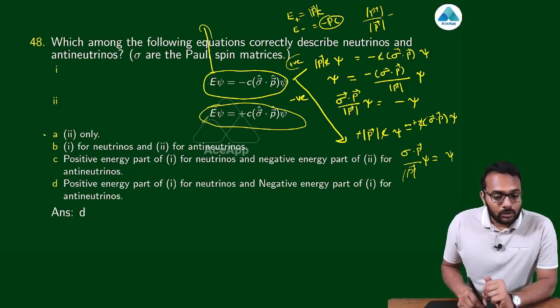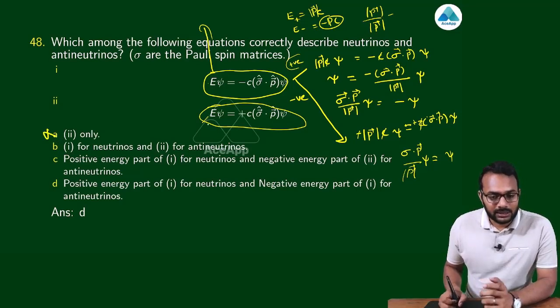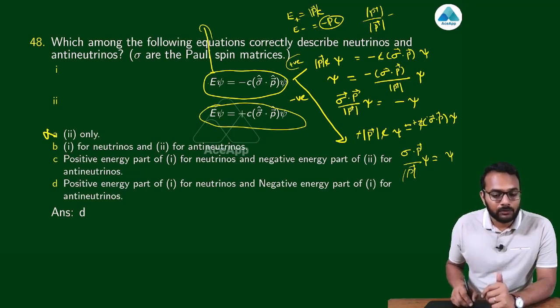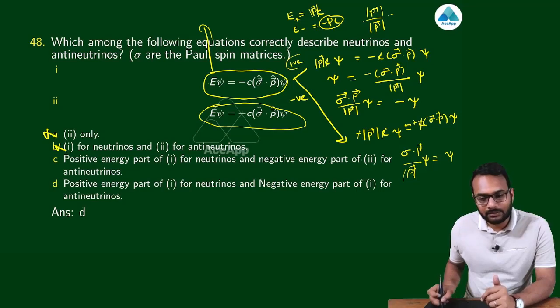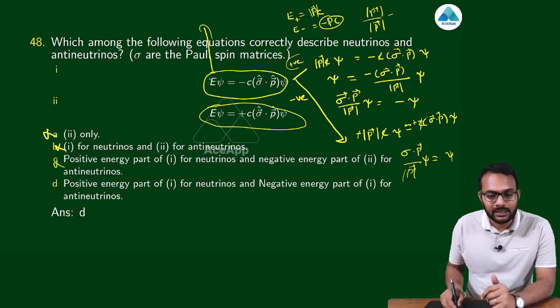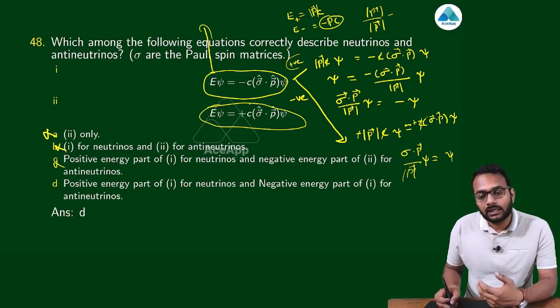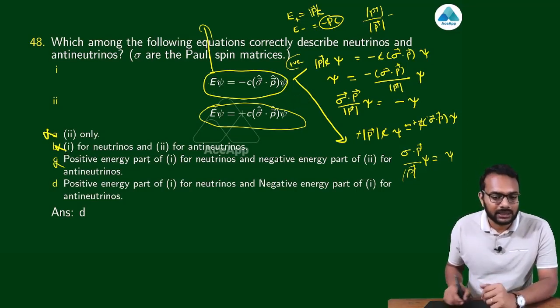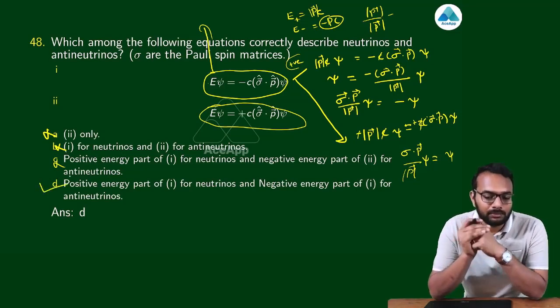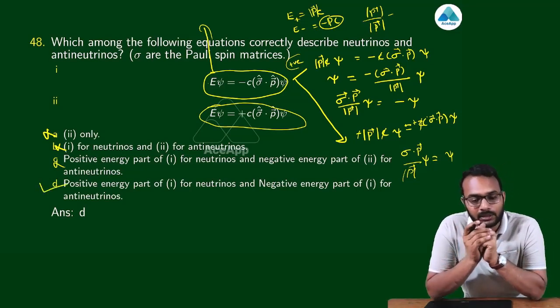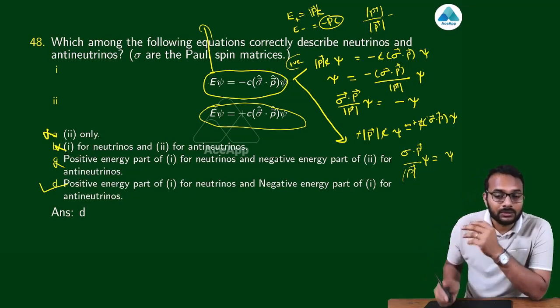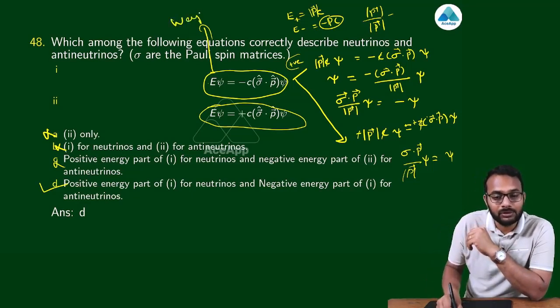So is it two only? No, we can check that equation two does not give the correct helicity. Is it one for neutrinos and two for antineutrinos? No, we have seen that the positive energy part of 1 and the negative energy part of 1 give you the correct behavior for neutrinos and antineutrinos. So it is the positive energy part of 1 for neutrinos and the negative energy part of 1 for antineutrinos. These are the Weyl equations that describe neutrinos and antineutrinos in nature.